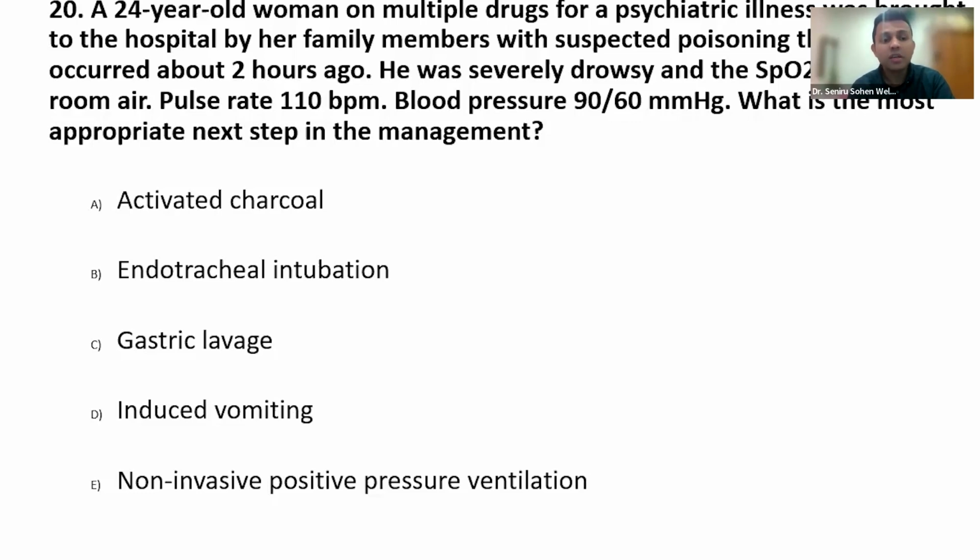So the correct answers would be endotracheal intubation and non-invasive positive pressure ventilation, which would both help with improving the patient's oxygenation. But because the patient is severely drowsy, the patient is not able to breathe very well, and the patient will not tolerate NIV. So in this sort of patient, we would have to electively intubate the patient without delay to secure the airway. So the correct answer would be B.